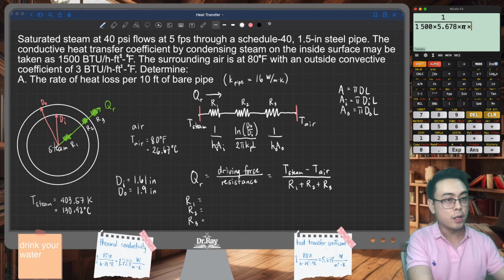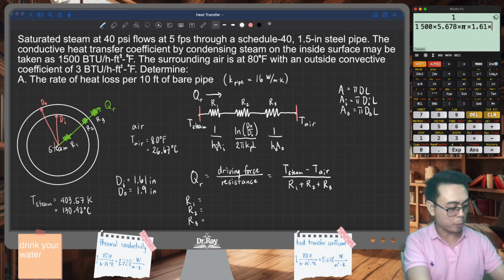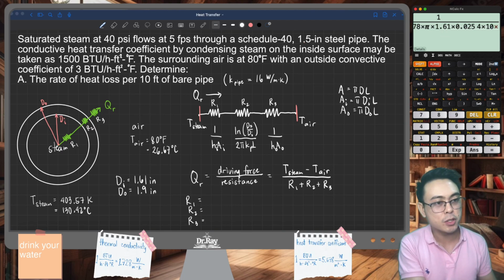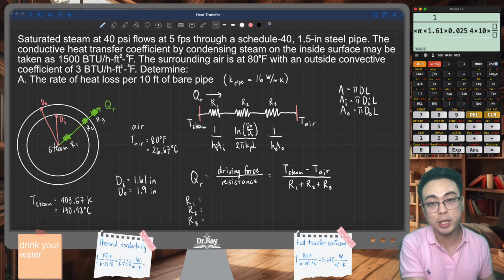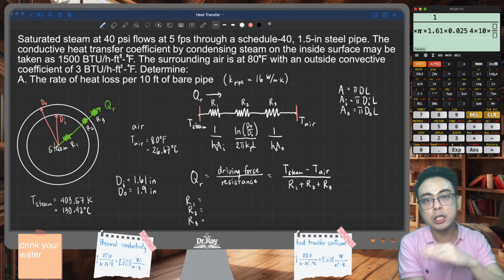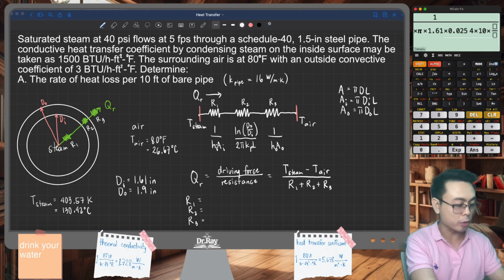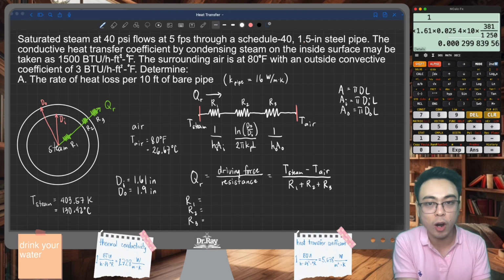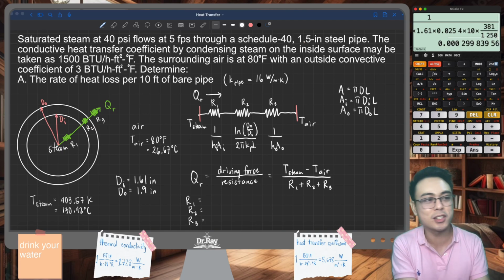And then the internal diameter is 1.61 inches. Multiply that by 0.0254 to make it meters. And multiply that with the length of the pipe, that is 10 feet. Multiply this by a conversion factor to convert it to meters. So from feet to meters, multiply it by 381 over 1250. You can use whatever conversion factors you are aware of in converting these values.